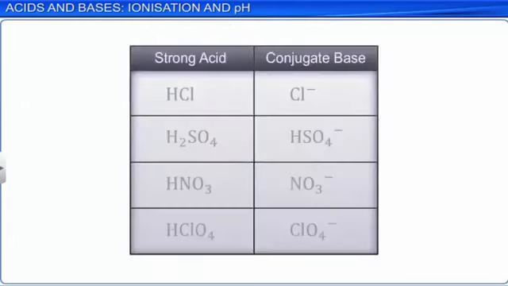Strong acids like hydrochloric acid HCl, sulfuric acid H2SO4, nitric acid HNO3 and perchloric acid HClO4 have a very weak conjugate base like chloride ion Cl-, bisulfate ion HSO4-, nitrate ion NO3- and perchlorate ion ClO4- respectively.